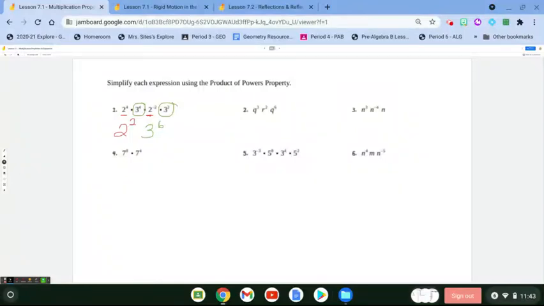So for question number 2, we're looking for the same base again. So I see that I have q to the third and q to the sixth. So I'm keeping my base of q and adding my exponents together. So that will give me 3 plus 6. That'll get me 9. And then I'm going to bring down my lonely base of r, which will be r to the second. Okay, we're going to do the same thing for number 3.